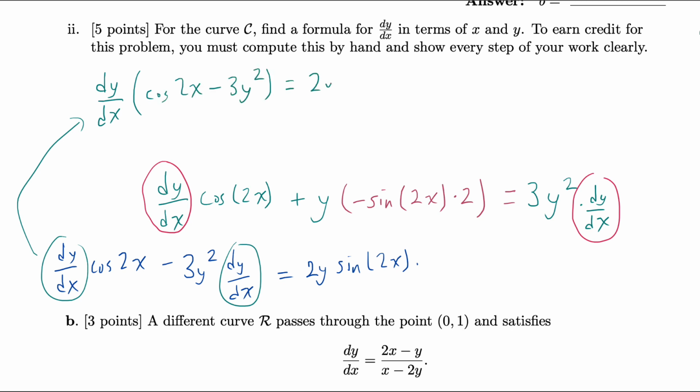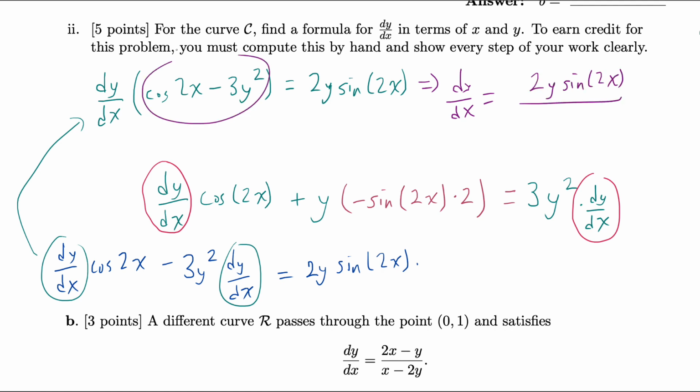The right-hand side stays the same, 2y sine 2x. And once I have dy/dx times something is something, then I can divide by this on both sides to find the dy/dx. So our final answer is that dy/dx is 2y sine of 2x, and then I'm dividing by this entire thing, so cosine of 2x minus 3y squared.